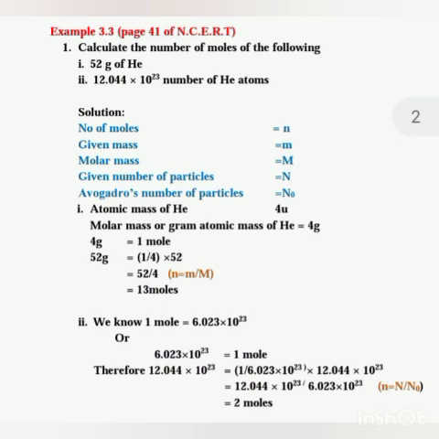And that is understood also: if 1 mole contains Avogadro's number of particles, then 2 moles will contain 12.044 into 10 raised to power 23 particles. So here I have applied the unitary method, that if 6.023 into 10 raised to power 23 is equal to 1 mole, then 12.044 into 10 raised to power 23 will be equal to how many moles? It is coming out to be 2. Here I have not used the formula, but you can do it by using the formula also.